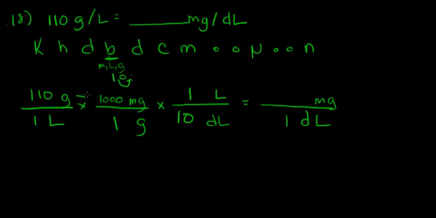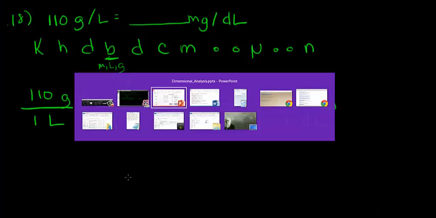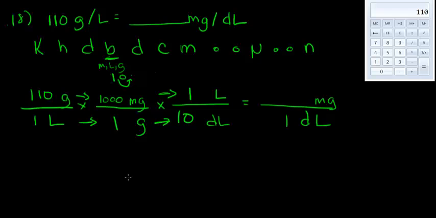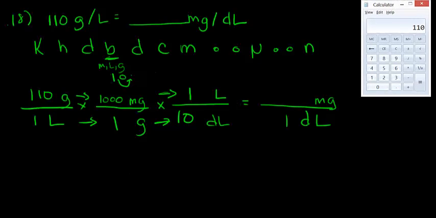So we're going to multiply across the top, multiply across the bottom, and then divide the 2. So 110 times 1,000 divided by 10 is 11,000. So that is the correct answer.